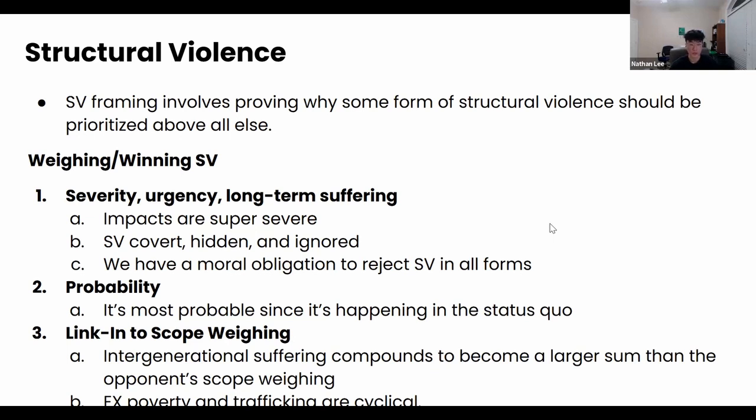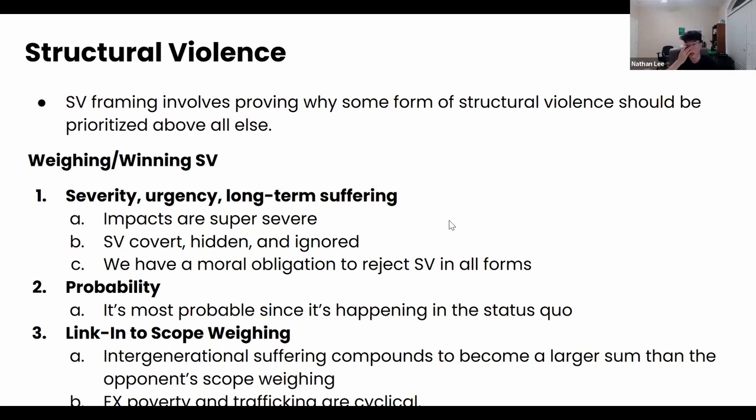Then there is a way to spike, which is where you're preemptively frontlining arguments you know the opponents are going to make, in which case it's going to be extinction when you're reading SV. You can say that even though they want to talk about this huge number that's common in extinction or util scenarios, intergenerational suffering or cyclical suffering compounds to become a larger sum than the opponent's scope weighing. Again, this is a great example of comparative weighing because you're taking their mechanism but explaining why you're solving for it better. Another example, like I said before, is that poverty and trafficking are cyclical.